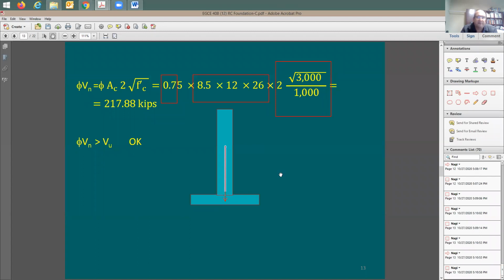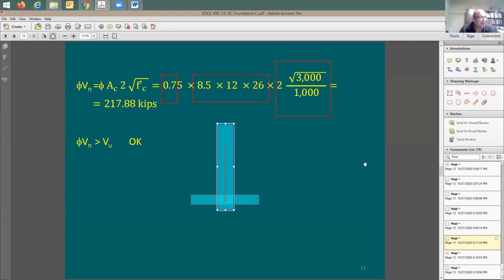Expected mode of failure. When it comes to expected mode of failure, you can have reinforcing failure, right? You can have shear failure. Anything else beside that? If this concrete pad is very small, with this high load, I can have just punching through the footing.